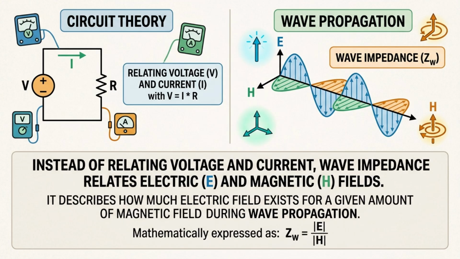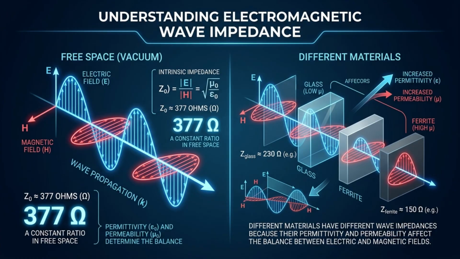In free space, this ratio has a constant value of approximately 377 ohms. This value is known as the intrinsic impedance of free space. Different materials have different wave impedances because their permittivity and permeability affect the balance between electric and magnetic fields. Intuitively, wave impedance can be viewed as the field balance of an electromagnetic wave.